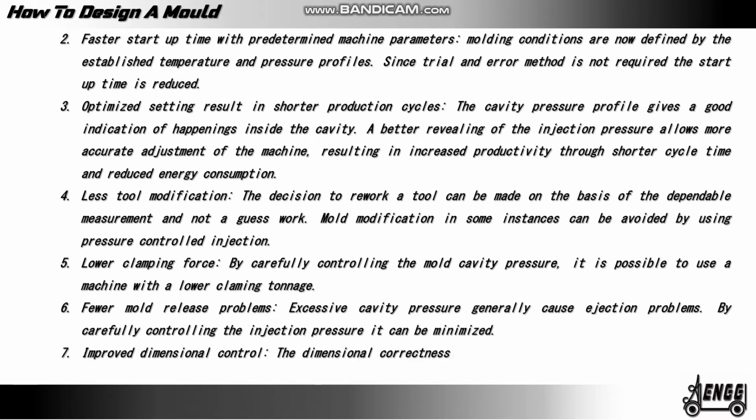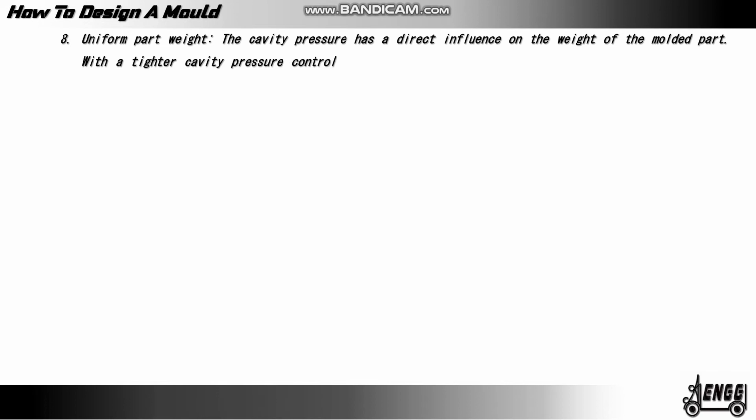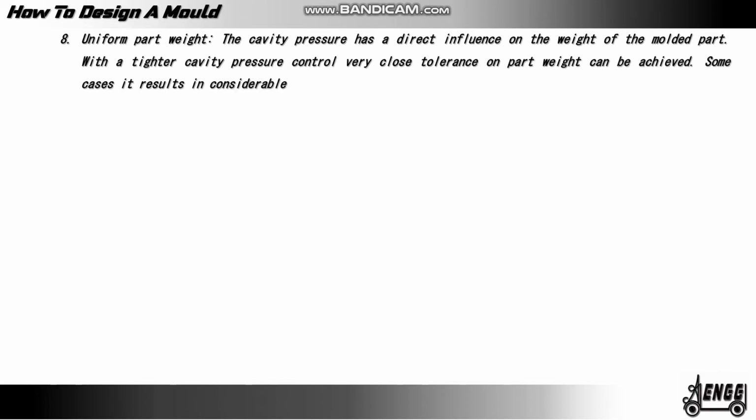Improved dimensional control. The dimensional correctness of the part directly depends on the cavity pressure. Controlling the pressure in the cavity results in better dimensional repeatability. Uniform part weight. The cavity pressure has a direct influence on the weight of the molded part. With a tighter cavity pressure control, very close tolerance on the part weight can be achieved. In some cases it results in considerable material savings.